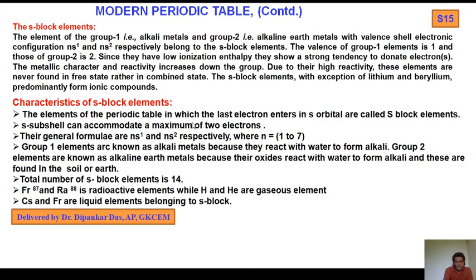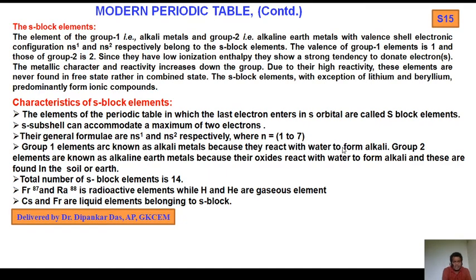An s subshell can accommodate a maximum of 2 electrons. S orbital can accommodate a maximum of how many electrons? 2 electrons. Their general formula is ns1 and ns2 respectively, where n equals 1 to 7, because there are 7 periods, so n equals 1 means first period. Group 1 elements are known as alkali metals because they react with water to form alkali. Group 2 elements are known as alkaline earth metals because their oxides react with water to form alkali, and these are found in soil and earth.